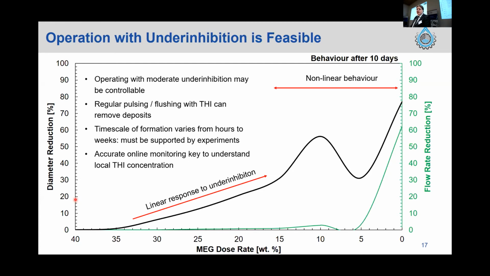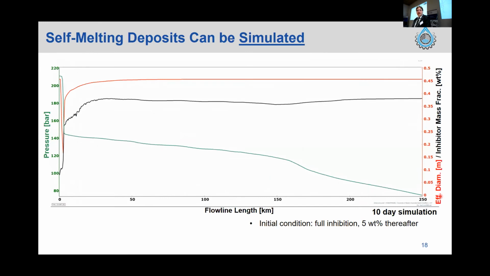Now, I assume everyone is wondering why on earth this happens in here. We actually decrease the amount of MEG that we put into the system and things get better temporarily. So we have a nice little video here. Again, flow line length, the red is going to be the effective diameter. Again, black is the inhibitor mass fraction, but this time we've got our pressure signal in green. So in this case, we initially have a fully inhibited system, and then we reduce the inhibitor to 5 weight%.